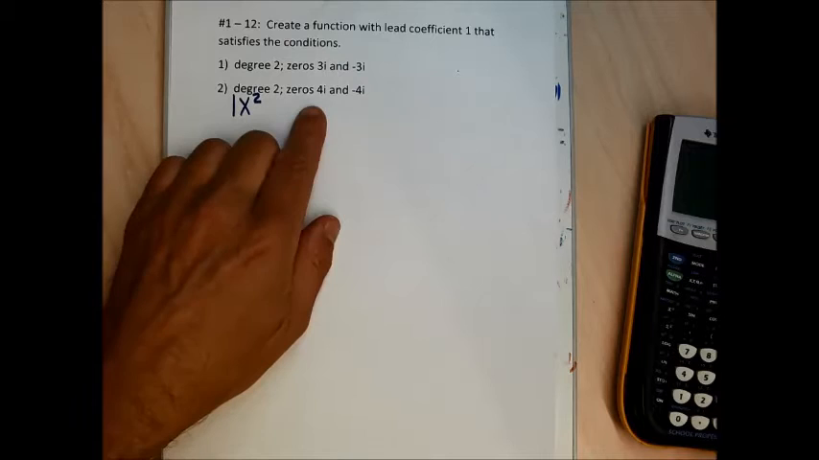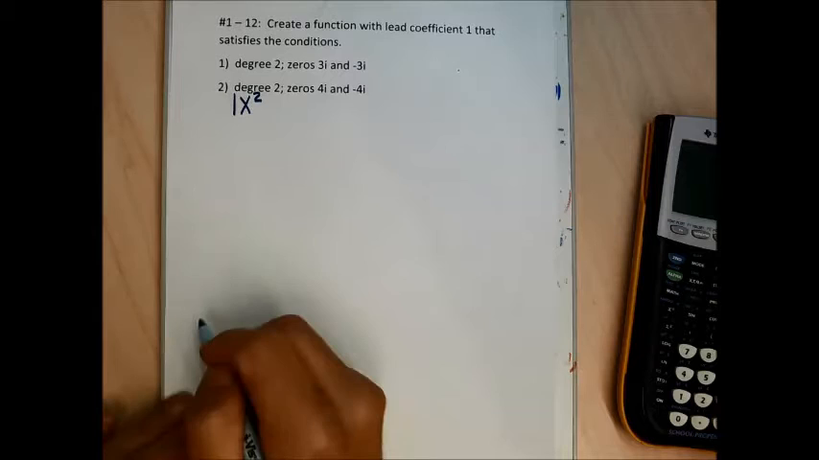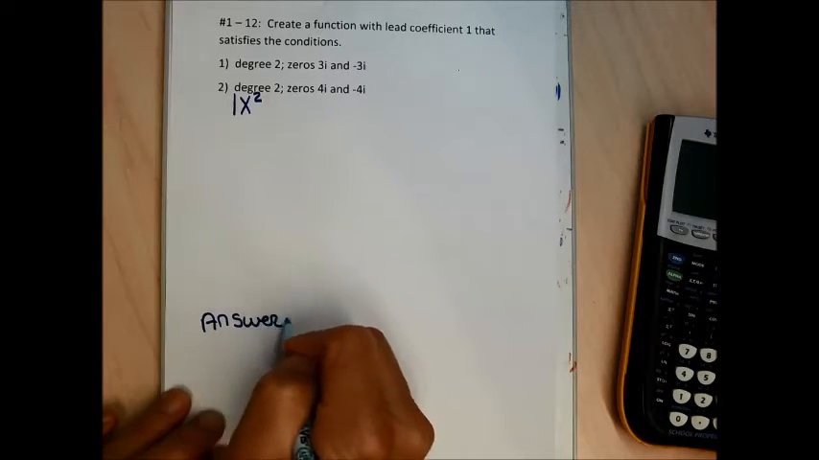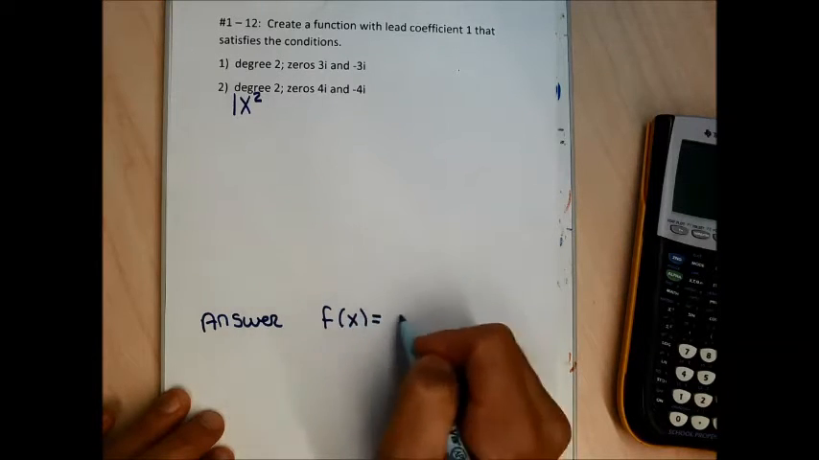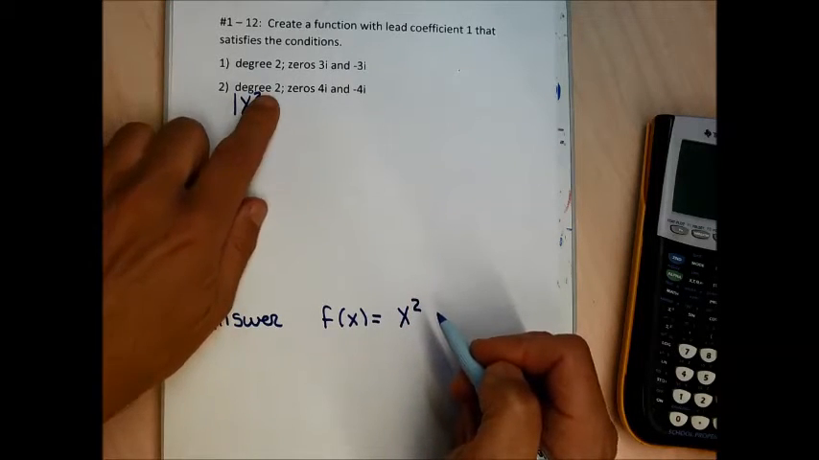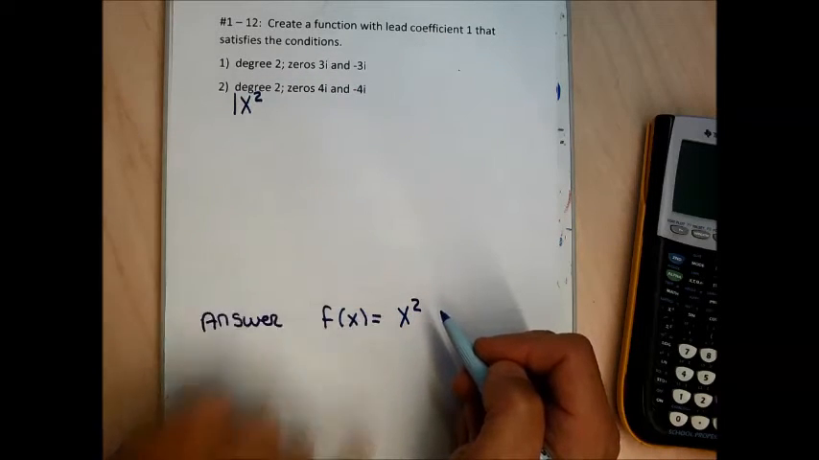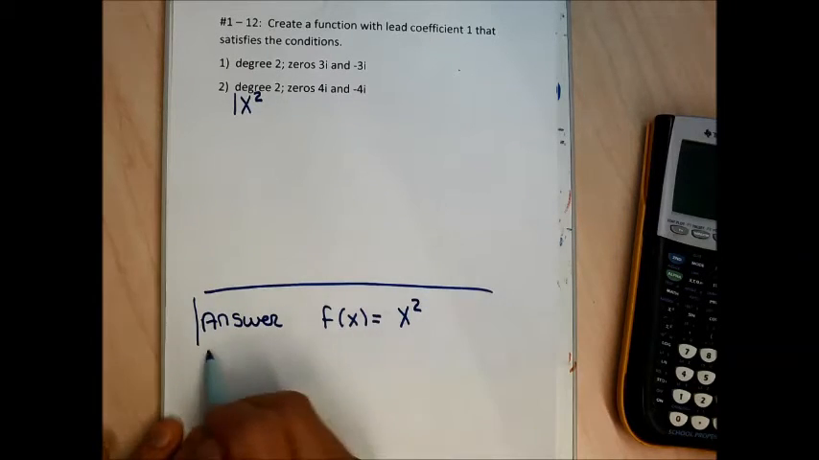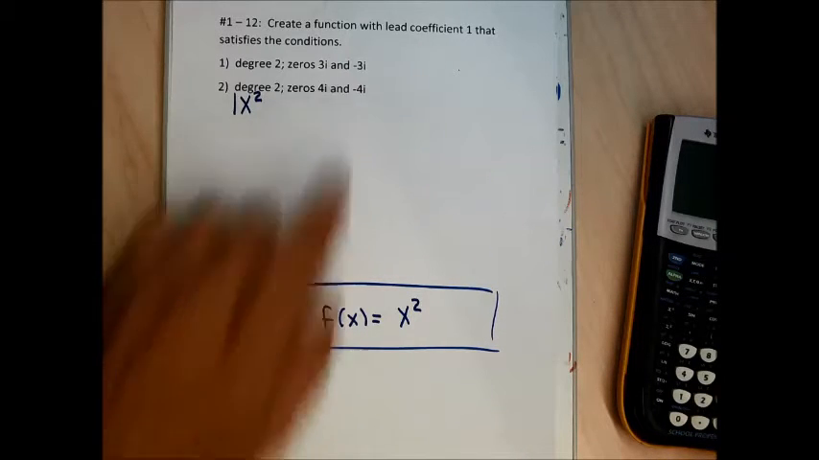That has zeros of 4i and negative 4i. So let me try to create this function. My answer for problem 2 is going to be something I'm going to write in function notation. So I'm going to write f of x equals, and then the first term is going to be a 1x squared. Specifically, it has to have degree 2, so the highest exponent needs to be 2, and there needs to be a 1 or nothing written in front of the x squared that implies a 1. So my answer is going to be some function in the form f of x equals x squared, and then there's going to be some stuff after the x squared to force it to have these zeros.